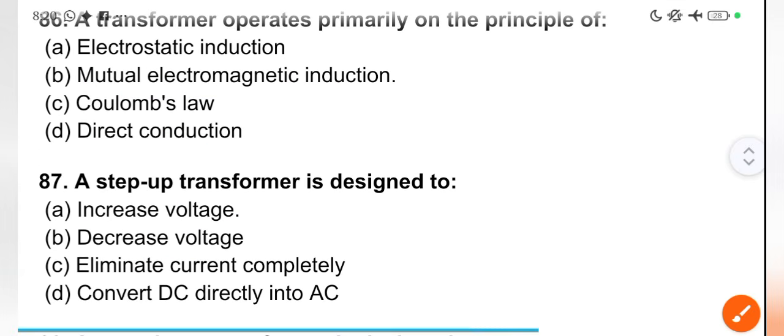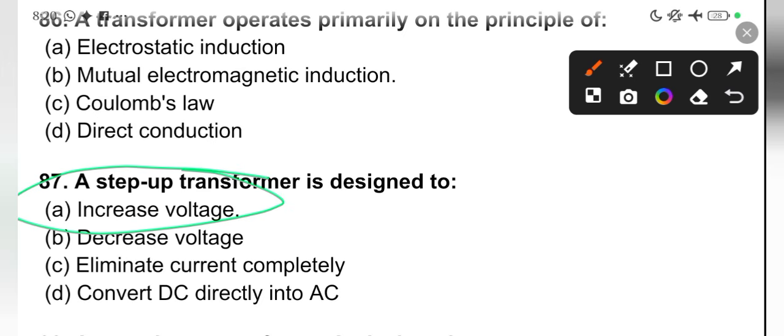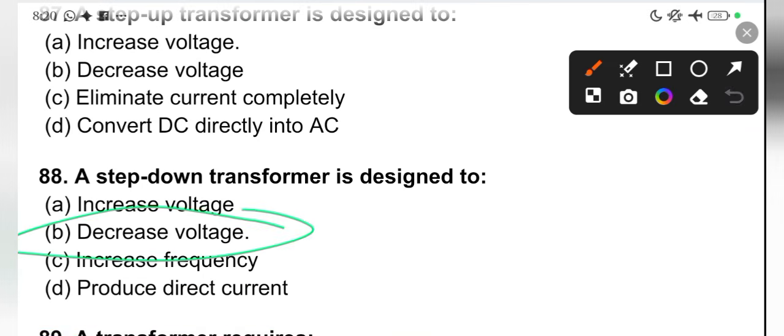A step-up transformer is designed to increase voltage. Step up. When you get transformer, the first thing that comes to your mind is voltage. I beg you in the name of God. When you get transformer, the first thing that comes to your mind is what? Voltage. So when you say step up, it increases the voltage. Step down decreases the voltage. So step down does what? Decreases the voltage. Down, go down, down. Okay.